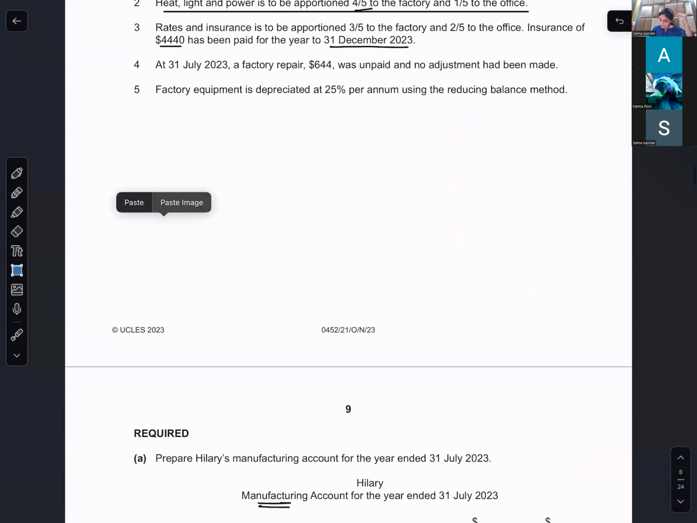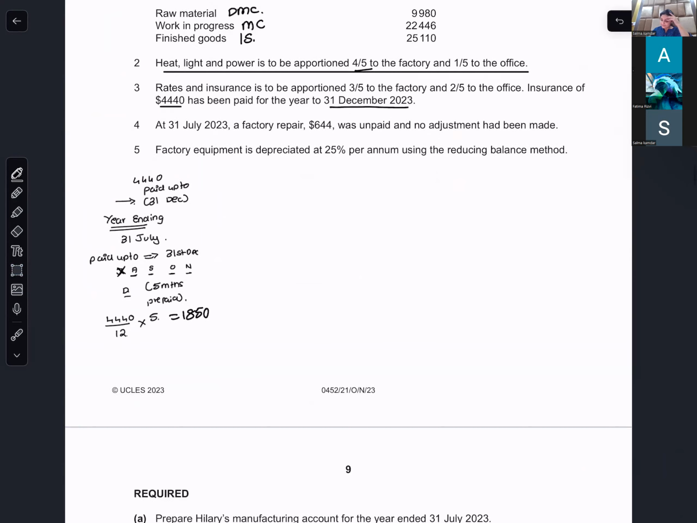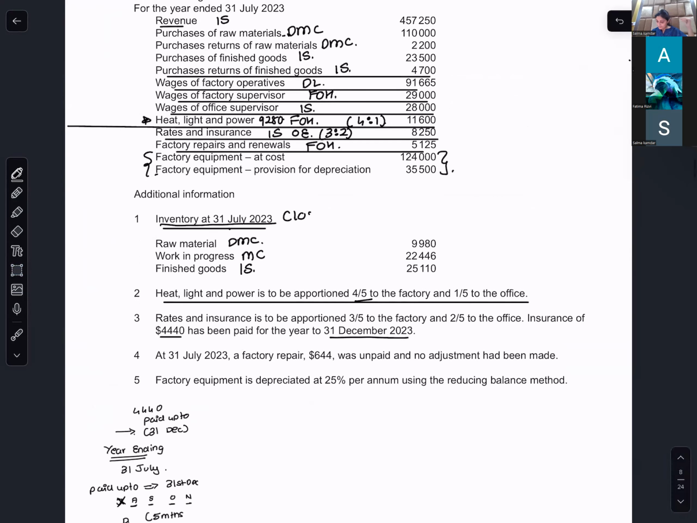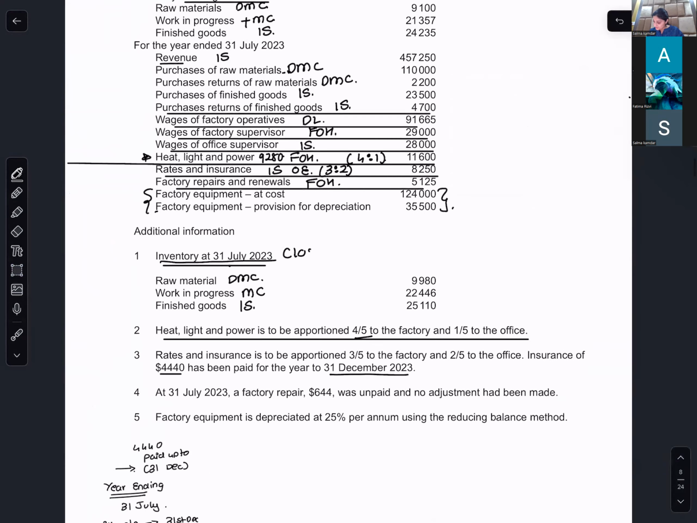1850. Sorry? 1850. So 1850 is prepaid. So what do you do for prepaid? Add or minus? Minus. Okay. Outstanding is always added and prepaid is always what? Subtracted. So 1850 will be subtracted from rates and insurance. Are you with me?